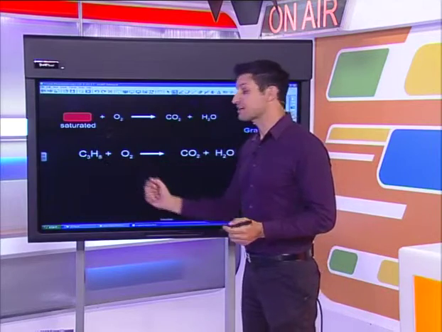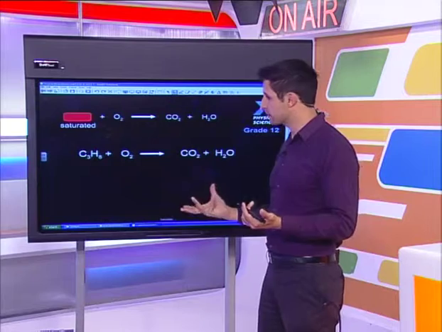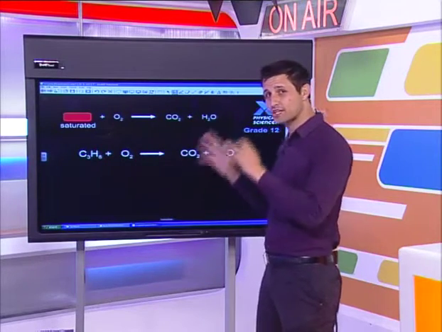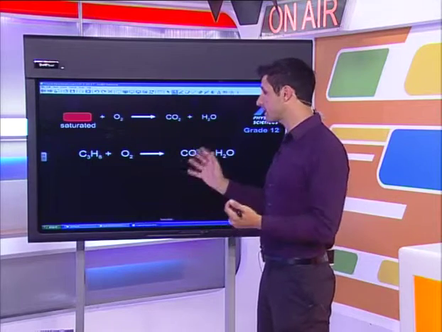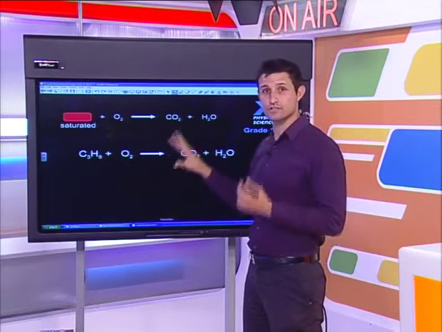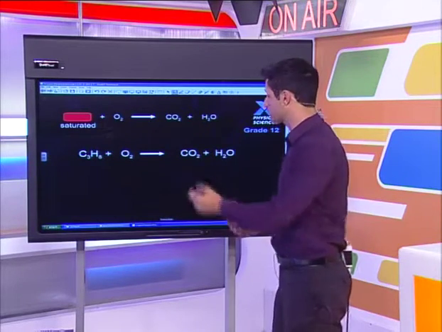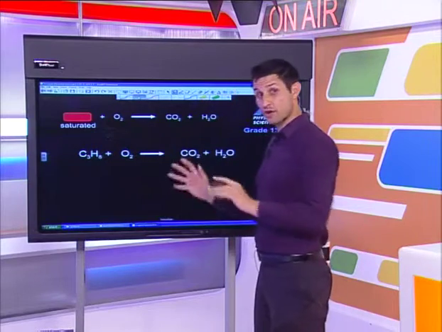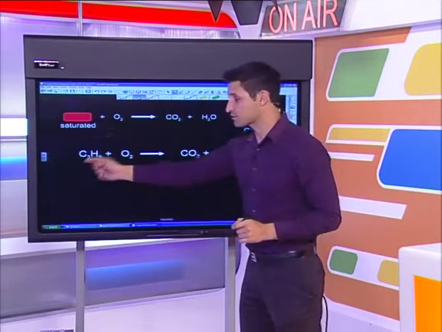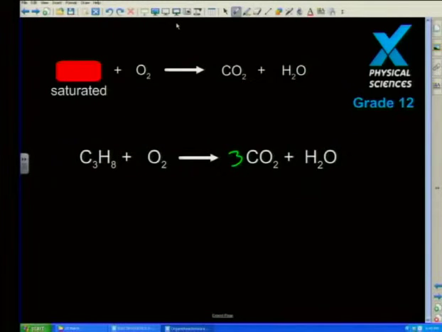What I've got to do, first of all, is inspect my reaction. I can see that there's oxygen in 3 out of these 4 compounds, so that's a bad place to start. What I'd like to do is leave oxygen until last. Here's the trick to balancing a combustion reaction. So I'm going to take my carbons and try to balance those first. I've got 3 carbons on the left. I should have 3 carbons on the right.